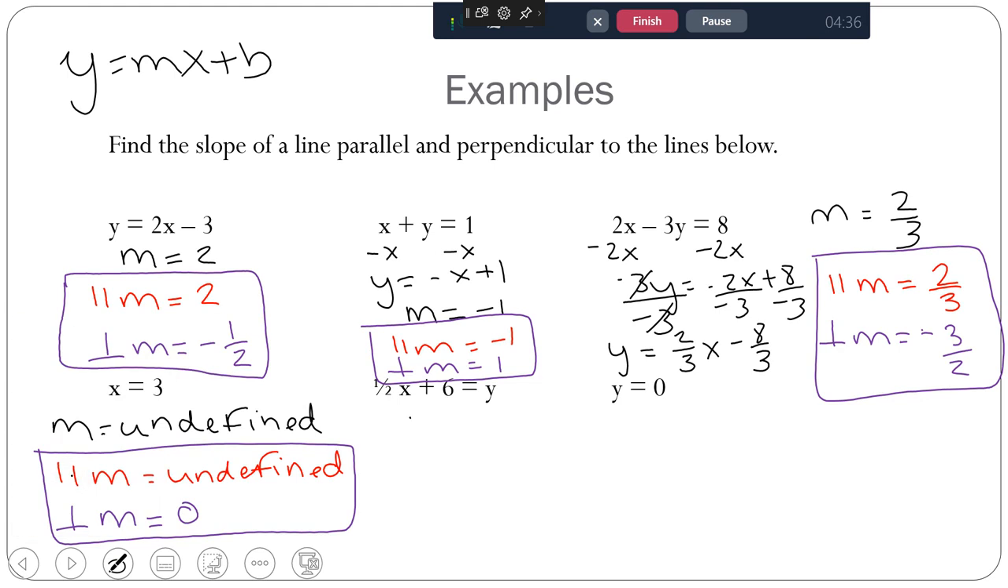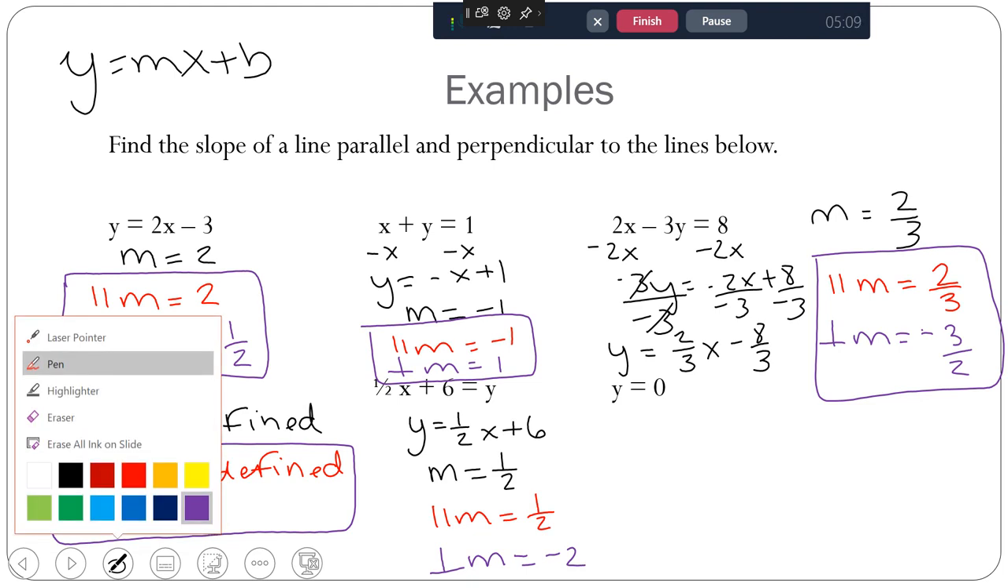Okay, this next one we need to rewrite. So it's going to be y equals 1/2 x plus 6. So what is my current slope? My current slope is 1/2. So that means that my parallel slope is also 1/2. My perpendicular slope is going to be -2 because it's the opposite sign and then the reciprocal.